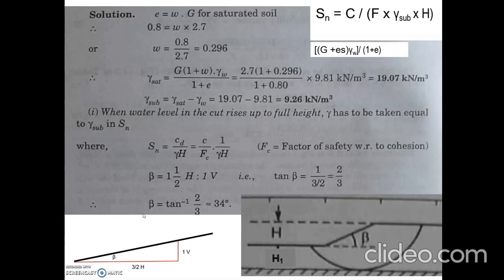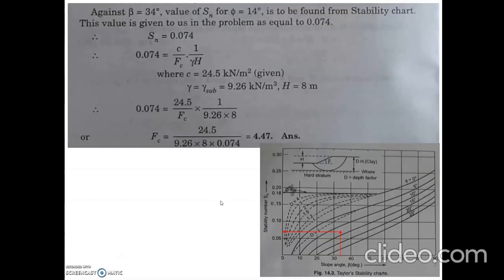So we can calculate beta as tan inverse of 2/3, which is equal to 34 degree. So now we know the value of beta, which is 34 degree. For beta equal to 34 degree and phi equal to 14 degree, we need to know the value of Sn. To find the value of Sn, we will refer to this stability chart.